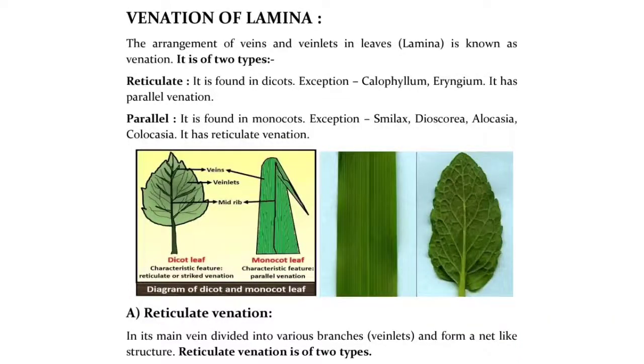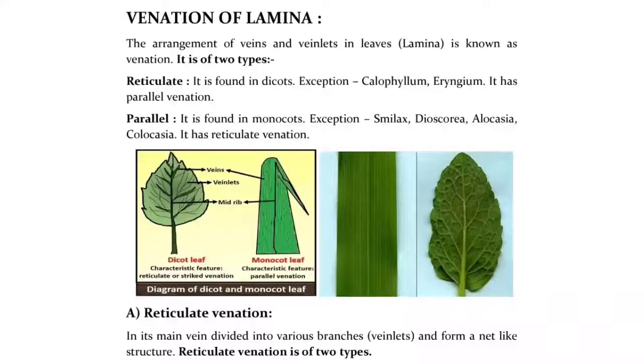Venation of lamina. The arrangement of veins and veinlets in the leaf lamina is known as venation. It is of two types. Reticulate, it is found in dicots. Exceptions: Calophyllum, Eryngium, which have parallel venation. Parallel, it is found in monocots. Exceptions: Smilax, Dioscorea, Alocasia, Colocasia.